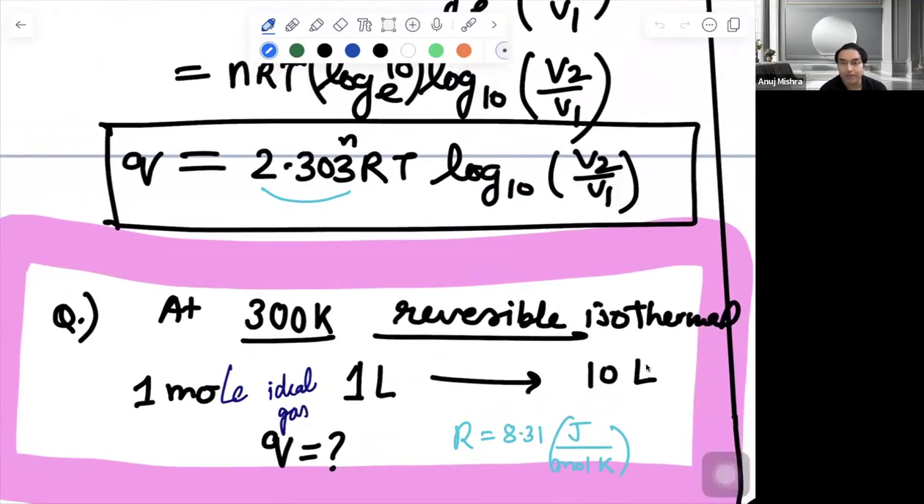At 300 Kelvin, reversible isothermal expansion, 1 mole of ideal gas is undergoing reversible isothermal expansion from 1 liter to 10 liter. Find out the value of Q. Value of R is given as 8.31 joules per mole per Kelvin. Try to answer this question.